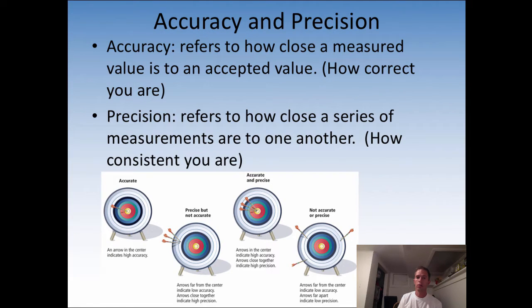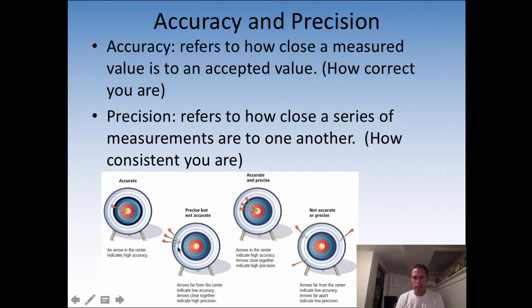Precision, though, refers to how close a series of measurements are to one another. I always like to use this as an example. So a bullseye. This guy, he hit the bullseye right in the center. So he is very accurate. I mean, he is really accurate. He hit the bullseye in the center.